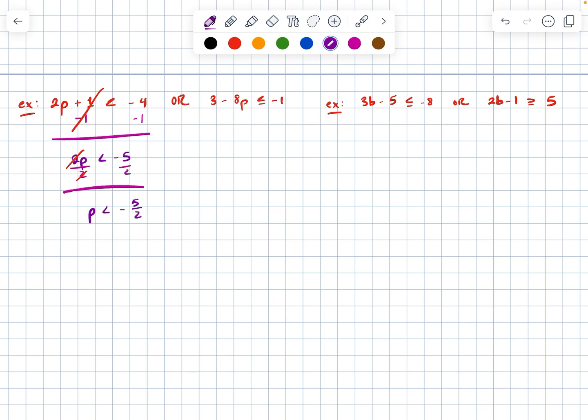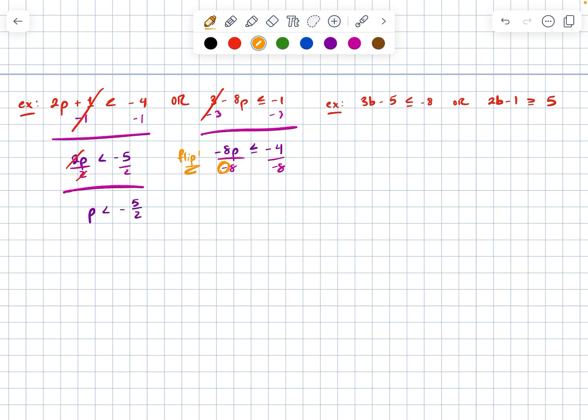Or, in my other case, 3 minus 8p is less than or equal to negative 1. Let's start by subtracting 3 from both sides of this inequality. Minus 3 from 3, you get 0. Negative 8p is going to be less than or equal to negative 1 minus 3, which is negative 4. Last thing between me and freedom, got to divide both sides by negative 8. Alarm bells, alarm bells, alarm bells. I divided by a negative. What needs to happen? Because I divided by a negative, my inequality flips.